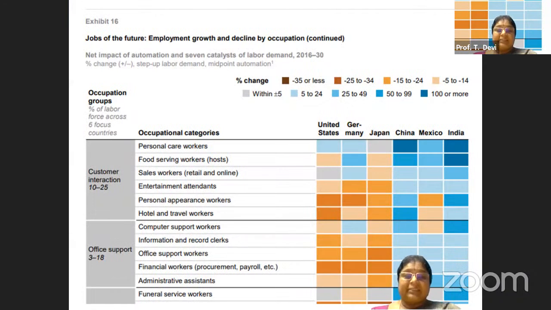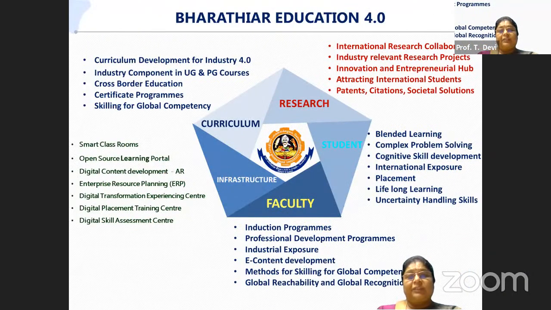So based on all this, we have come out with a framework, the Bharatiyar Education 4.0 framework, where faculty forms the base, and infrastructure on this side, student on this side, research curriculum. If you take faculty, we have to train the faculty with induction programs, professional development programs. We have to expose them to the latest industrial developments. We should help train them on e-content development. We should skill them for global competency, global reachability and global recognition.